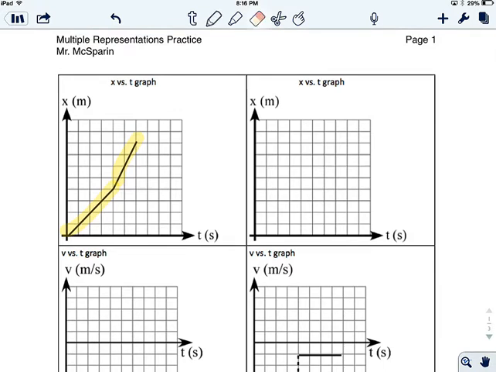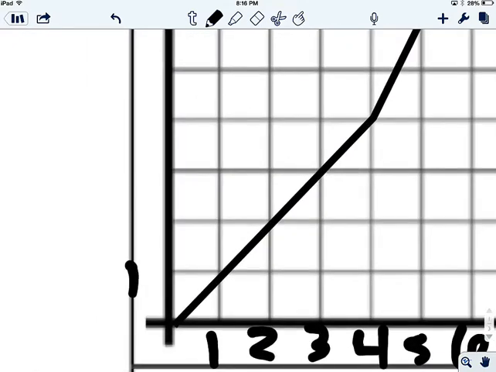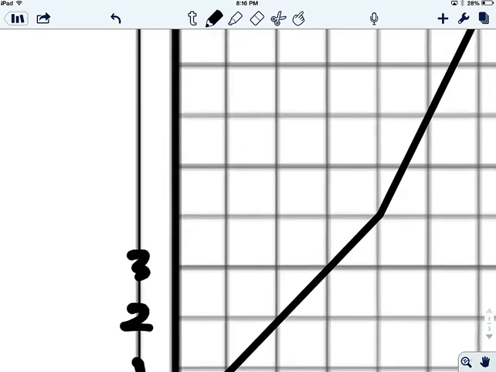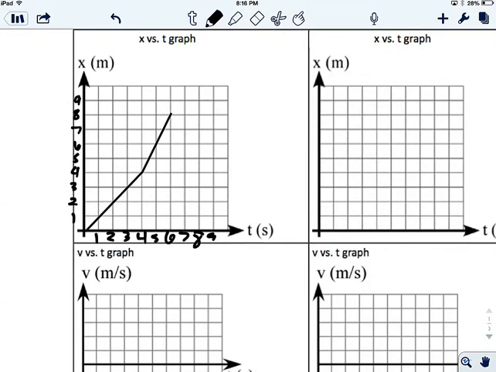So let's get started, first by creating the v versus t graph. Now, I told you guys in class to just go ahead and label this thing, so I'm just going to do it. I'm going to go 1, 2, 3, 4, 5, 6, 7, 8, 9, and we'll do that here. 1, 2, 3, 4, 5, 6, 7, 8, 9. Okay, good. All right, now I've got it labeled.